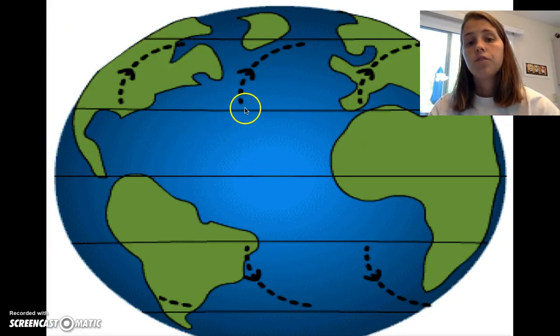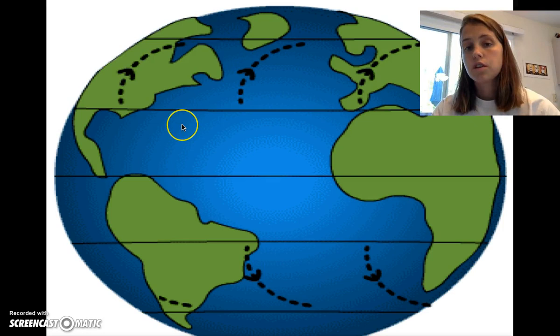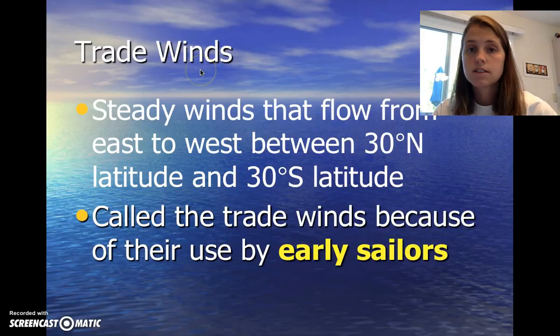So they go from west to east, and they carry warmer air and moisture. Notice how it's mostly in the ocean, okay, from the south towards the north, so over the United States.